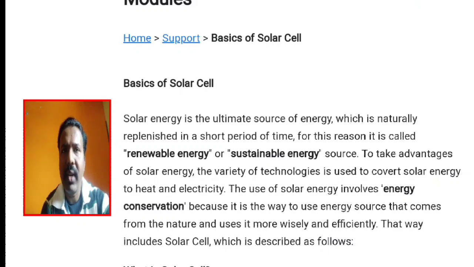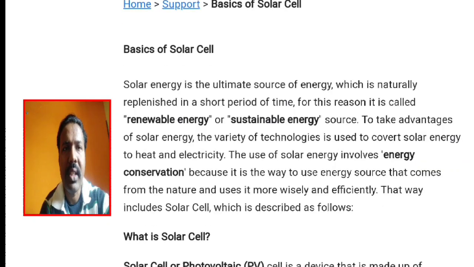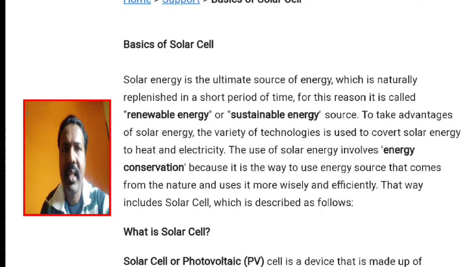To take advantage of solar energy, a variety of technologies is used to convert solar energy to heat and electricity. So there are two forms. The first one is solar thermal system and the second one is solar photovoltaic system. Generally, the solar thermal system is used only for heating applications and the solar photovoltaic system is used only for electricity production. The use of solar energy involves energy conservation because it is a way to use an energy source that comes from nature and uses it more wisely and efficiently.